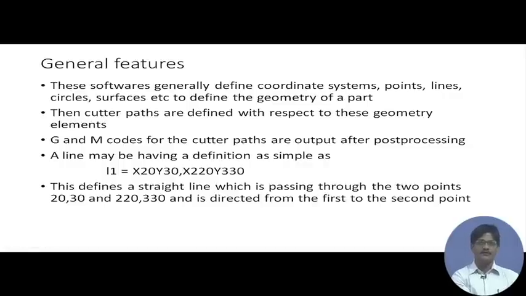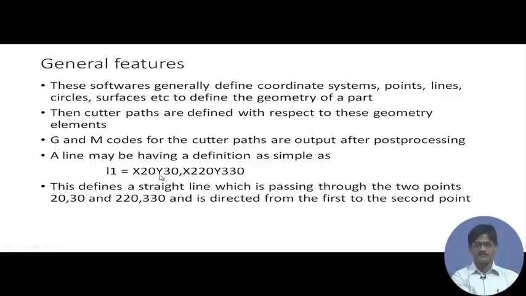These softwares generally define coordinate systems, points, lines, circles, surfaces, etc. And the cutter paths are defined with respect to these geometry elements, and it will ultimately find out G and M codes. So, for example, a line might be defined as x20 y30 comma x220 y330. Now, what could it possibly mean? This means that a straight line is being defined which is lying between these particular points x20 y30 and x220 y330, and it is directed.